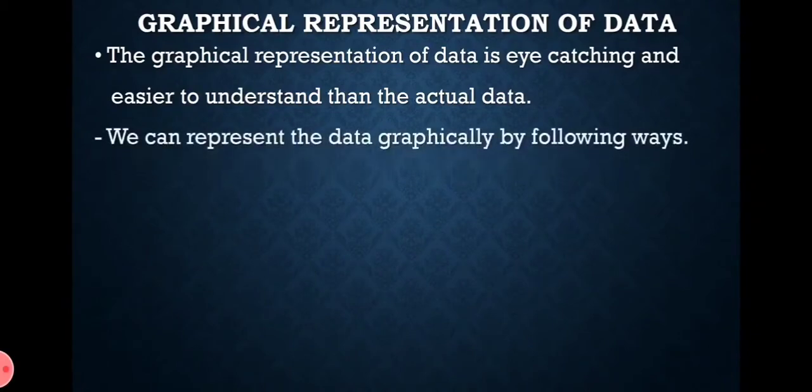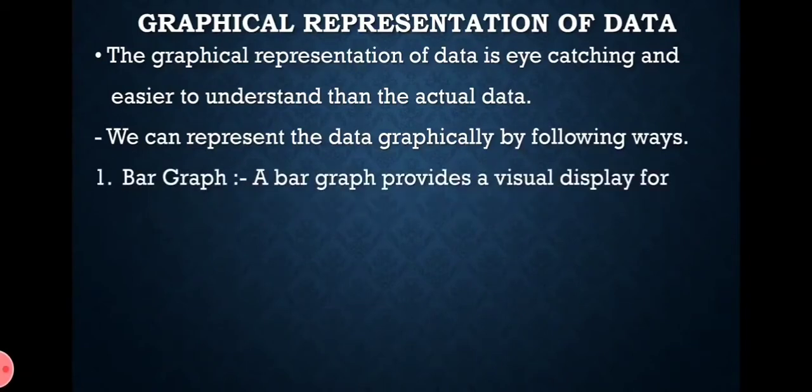Now, we can represent the data graphically in the following ways. First is bar graph. A bar graph provides a visual display for comparing quantities. This graph we have already learned in previous classes, and it is also in our syllabus here. So let's see what a bar graph is. A bar graph gives us a display for comparing quantities. We use the bars to compare the quantities of the given data.